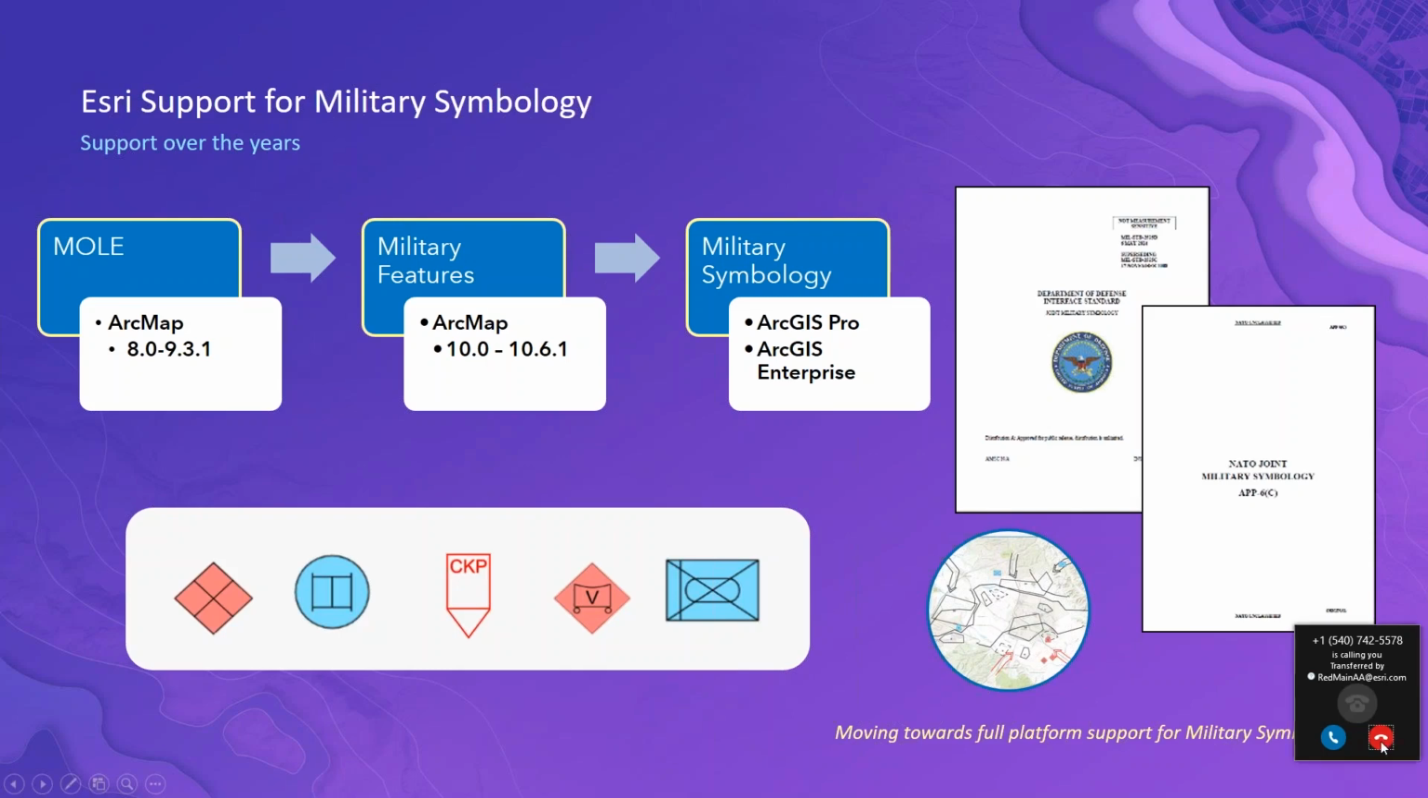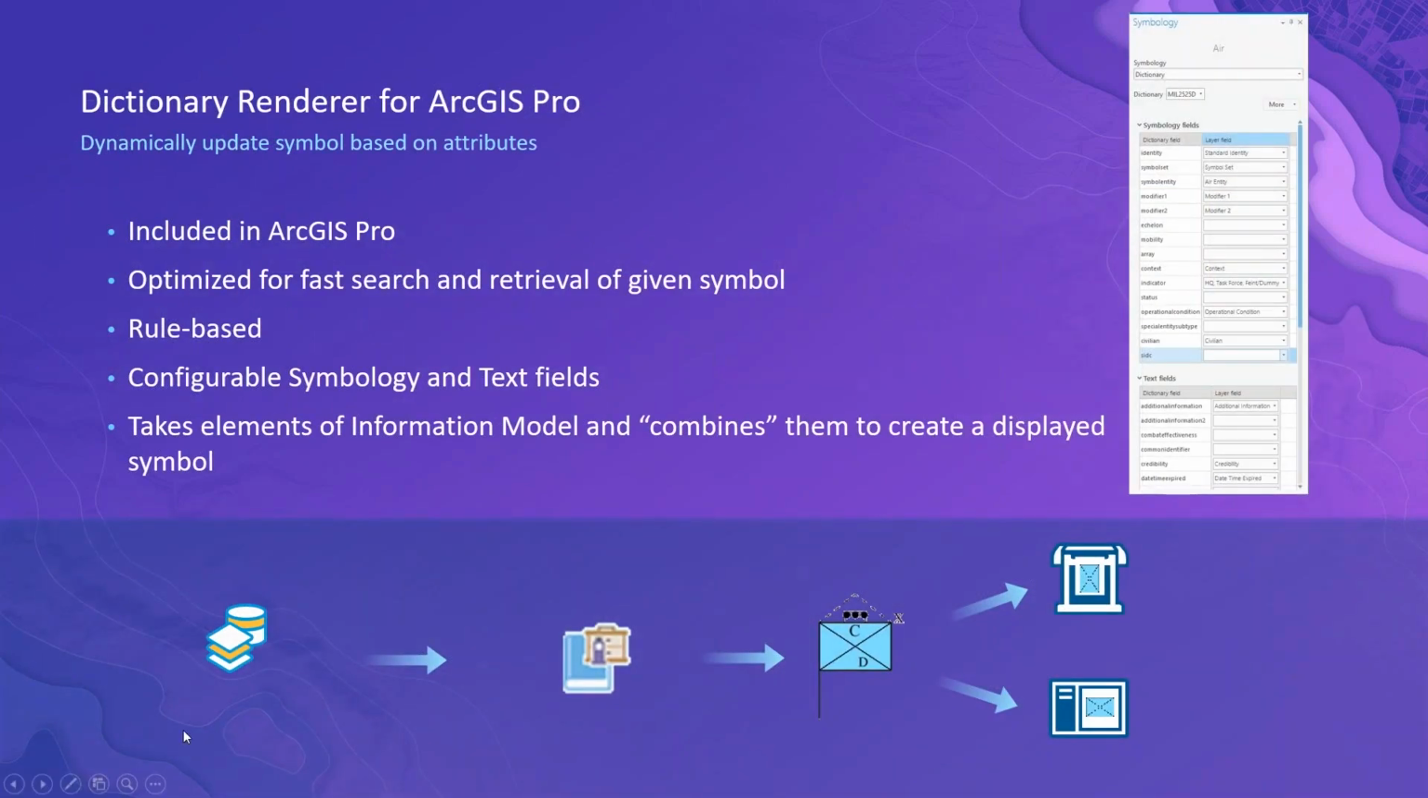And that really brings us to our topic now, where we don't just talk about it as military features, we really talk about it as military symbology. In ArcGIS Pro and Enterprise, we do that through this new capability called the Dictionary Renderer for ArcGIS Pro. What it allows us to do is draw this complex symbol in a meaningful way, depending on how you want your data and how you receive your data. So if you receive your data based on just a symbol ID code, we're able to manipulate that into standard military symbology, depending on what type of standard you want, the standards that Joe just went over.